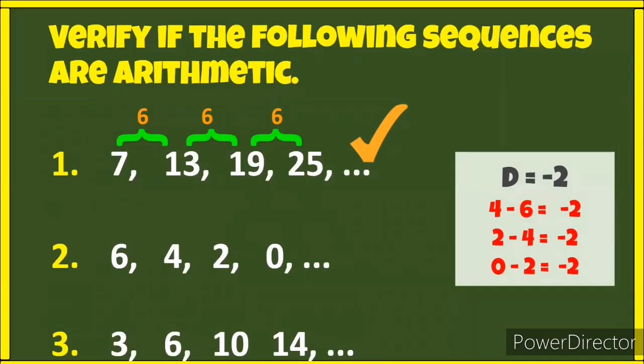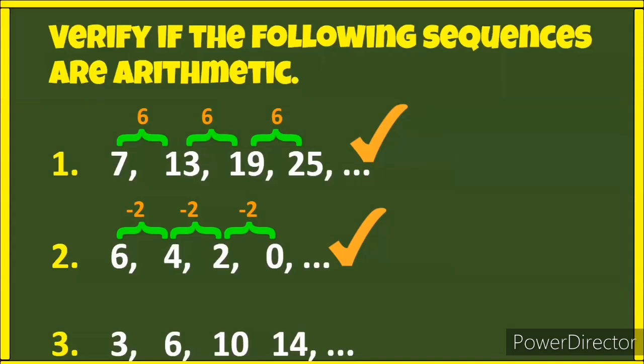Yes, we can have a common difference which is negative. This just means that arithmetic sequences can be a decreasing sequence. Okay, or arithmetic sequences can either be increasing or decreasing sequences. For number 2, it is a decreasing sequence. The common difference is negative 2, and yes, it is an arithmetic sequence. But how about number 3?